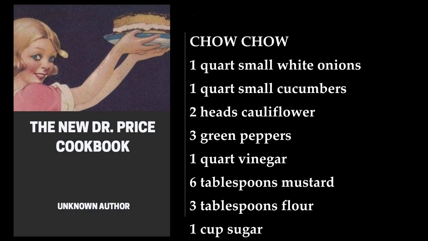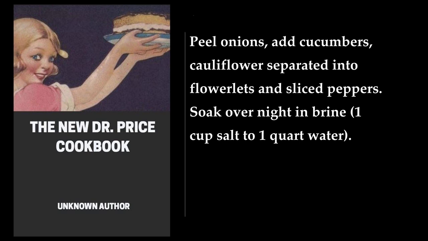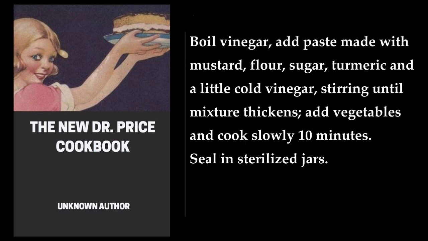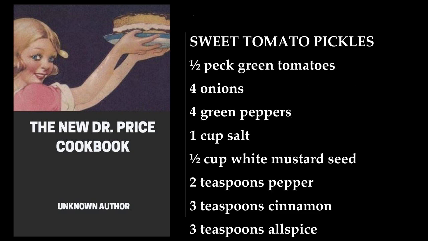Chow chow. 1 quart small white onions. 1 quart small cucumbers. 2 heads cauliflower. 3 green peppers. 1 quart vinegar. 6 tablespoons mustard. 3 tablespoons flour. 1 cup sugar. 1 tablespoon turmeric. Peel onions, add cucumbers, cauliflower separated into flowerets, and sliced peppers. Soak overnight in brine, 1 cup salt to 1 quart water. Drain and cook in fresh brine until vegetables are tender, drain again. Boil vinegar, add paste made with mustard, flour, sugar, turmeric and a little cold vinegar, stirring until mixture thickens, add vegetables and cook slowly 10 minutes. Seal in sterilized jars.